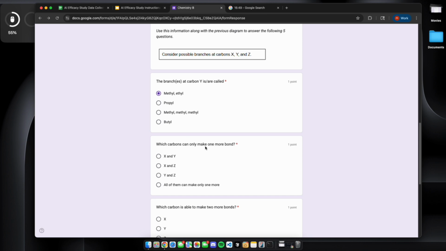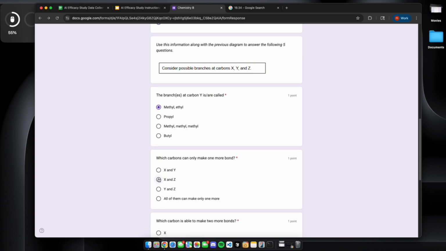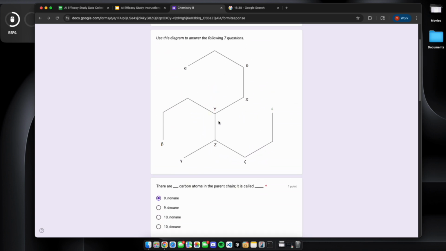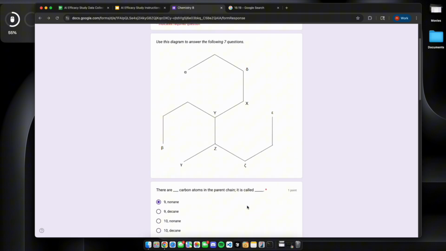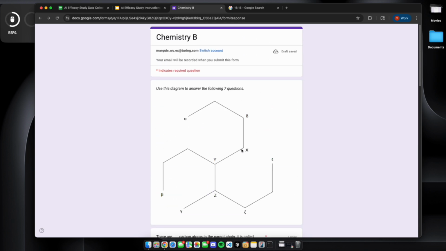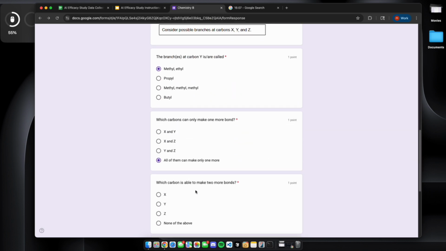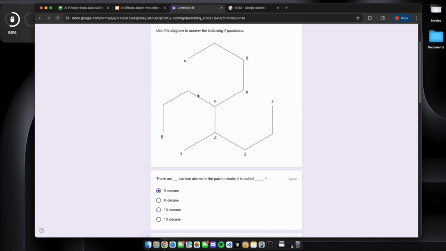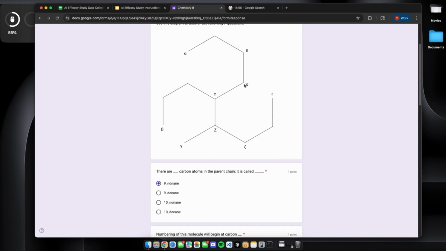Which carbons can only make one more bond? Well, I think it must be Y. Because they each have 1, 2, 3, 1, 2, 1, 2, 3. I'm pretty sure they can make at most 4, so I think all of them can make only one more. 1, 2, 3. 1, 2, 1, 2, 3. Well, X has 2 here, so 1, 2. Y and Z, I think. Which carbon is able to make 2 more bonds? Okay, yeah, I think we were right. So that would be X.